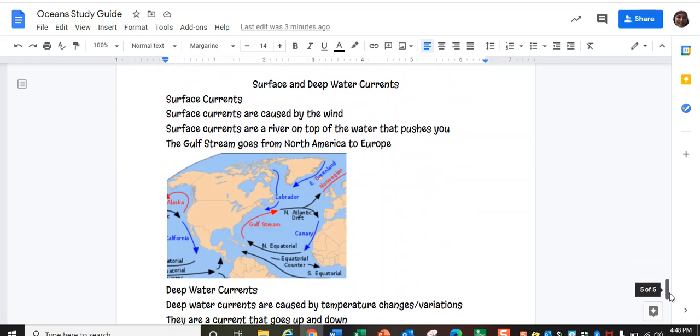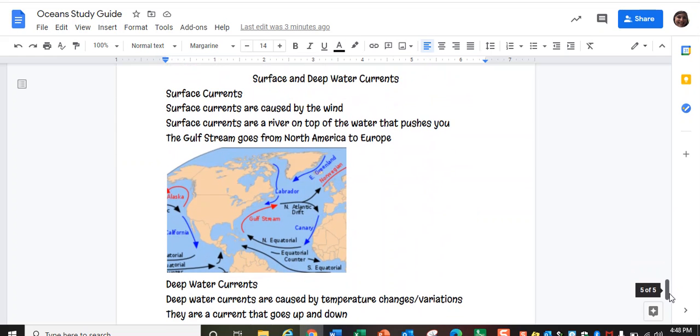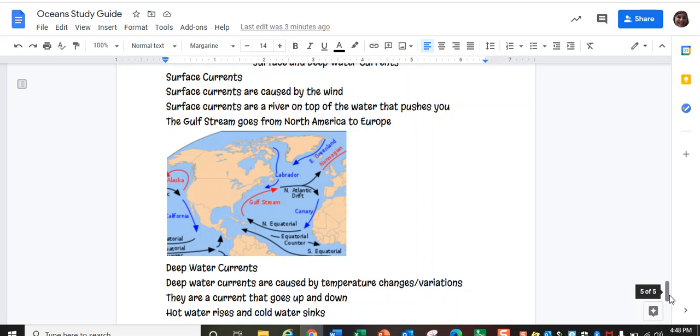Last, you have the two types of currents, surface currents and deep water currents. Surface currents are when we were watching the video and the person was blowing in the straw and causing the water to move and swirl the little pieces of paper on top of the water. That was a surface current, and they kind of made these swirls. And that's because surface currents are caused by the wind, just like our breath in the straw was the wind.